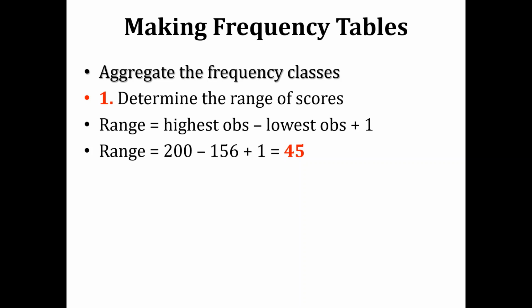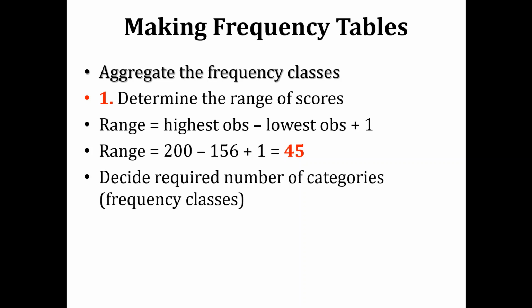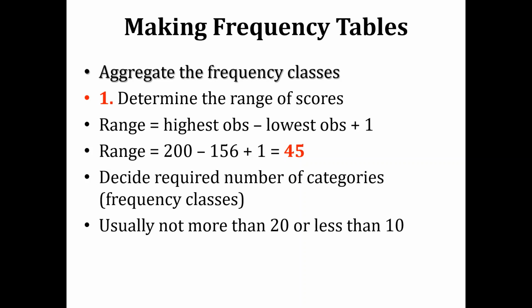So we are going to aggregate them. For that purpose, we have to decide the required number of categories, or frequency classes, that we want in our table. As a general assumption, there are usually not more than 20 or less than 10. In this case, we are going to pick the number 15. It is up to you how many classes you want to make, and as a general rule of thumb, it should not be more than 20 or less than 10. So we are selecting 15, which is a convenient number to handle with the 50 observations that are spread into 45 frequency classes.